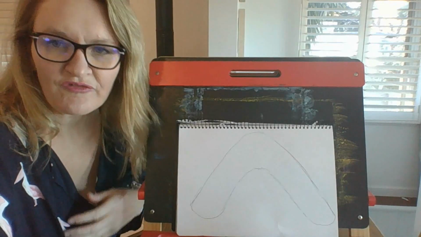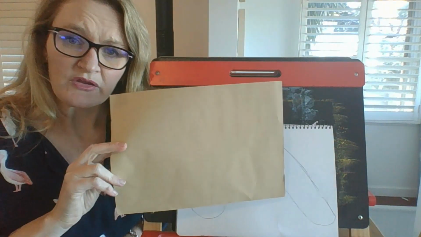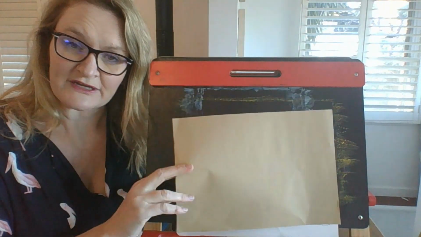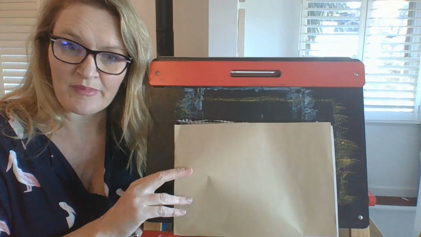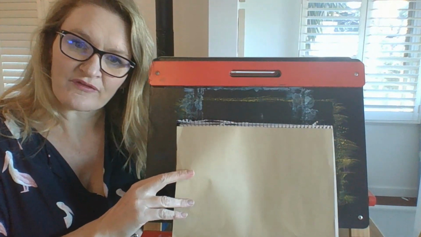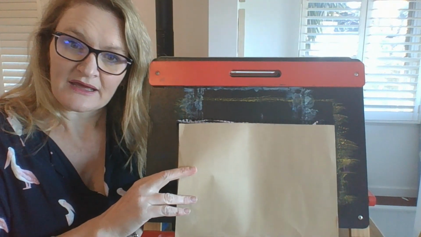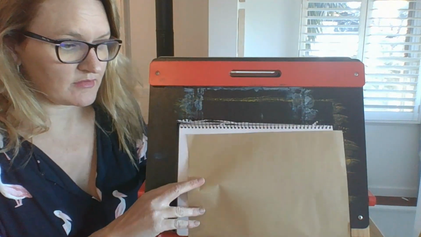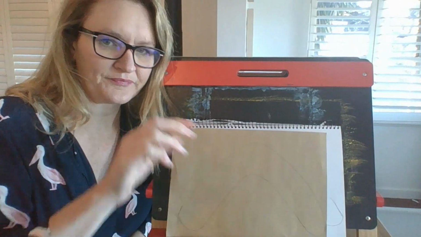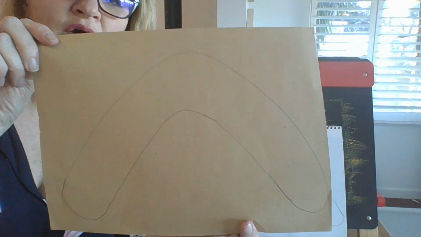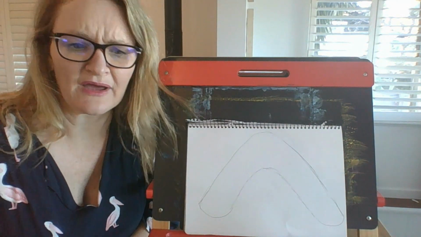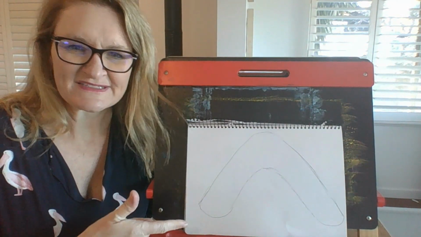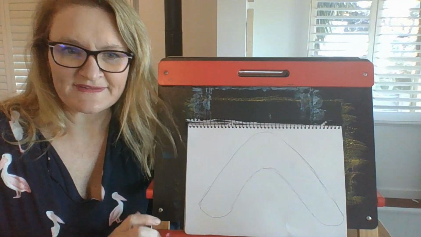Now, if anybody's interested, you can also draw a boomerang shape onto a brown paper bag or a brown piece of paper, and that will give you a nice colour for the background of your boomerang. You can see there I've drawn the boomerang on the brown paper, which gives it a really nice authentic background, but I'm just going to stick to the white so that you can see it more clearly.